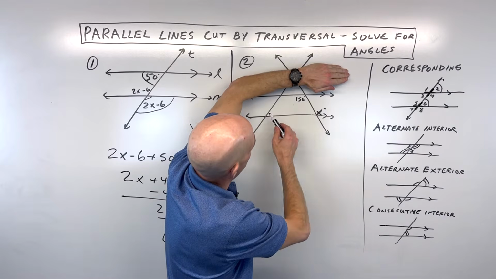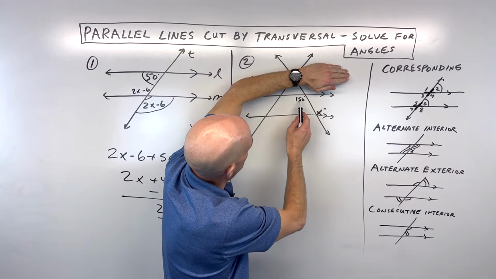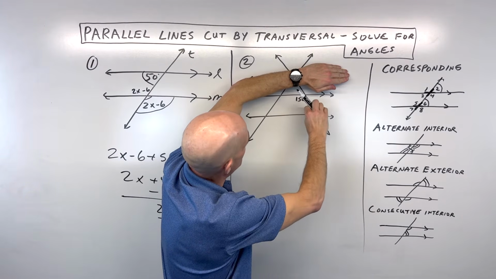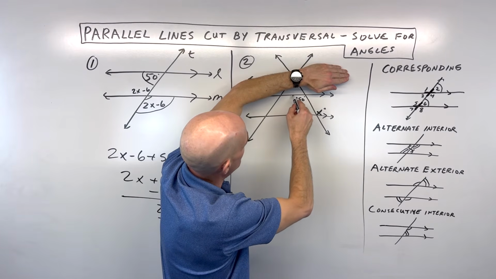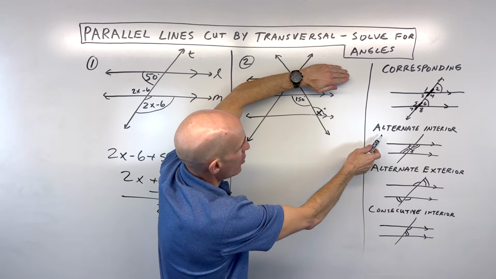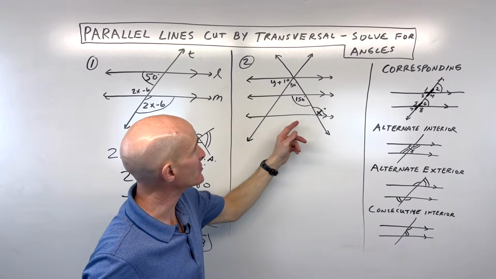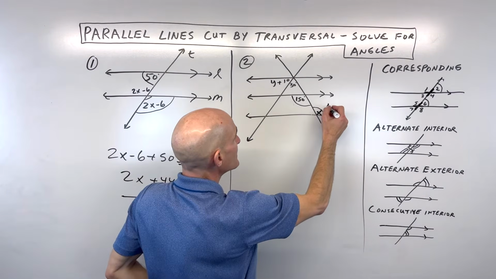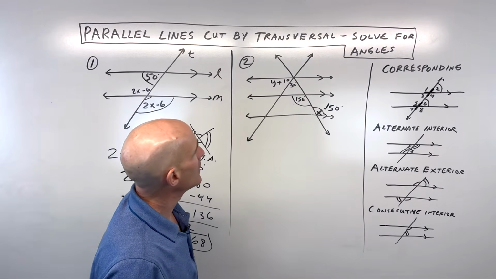So you can see here's 2 parallel lines cut by a transversal. These angles are in between the parallel lines, but one's on the left, one's on the right. Those are what we call alternate interior angles, and they're congruent. So that means if this is 150, x here has to be 150.